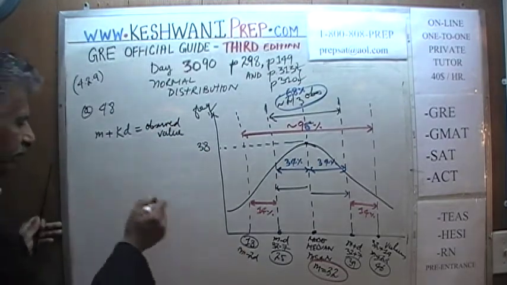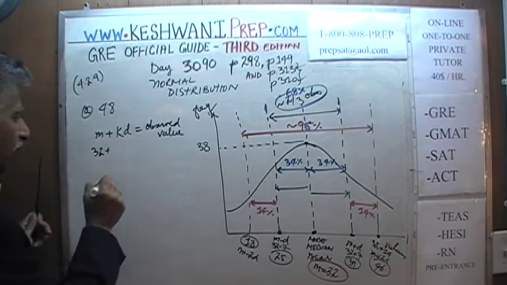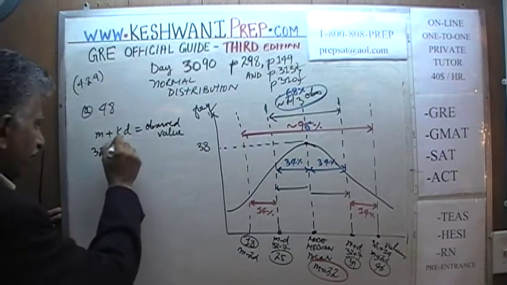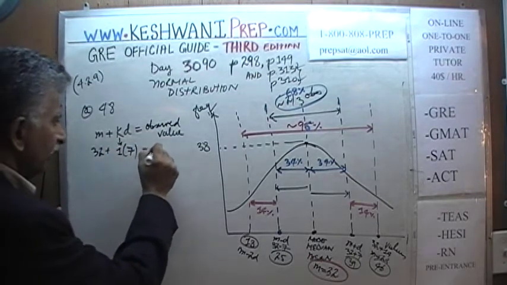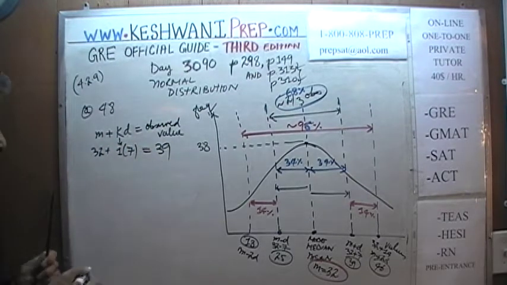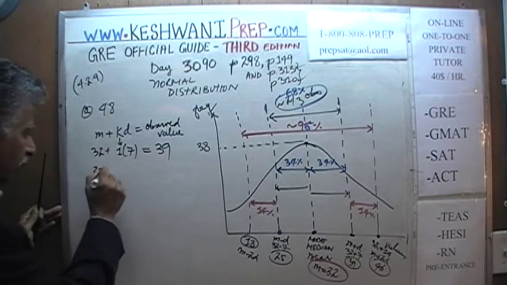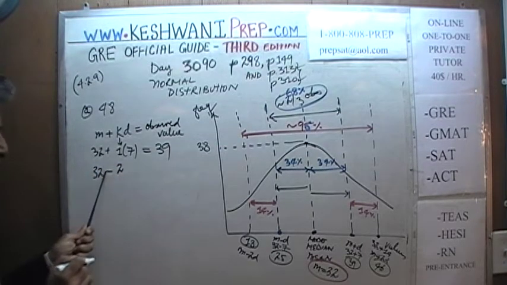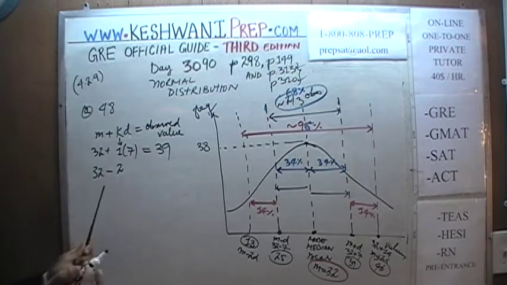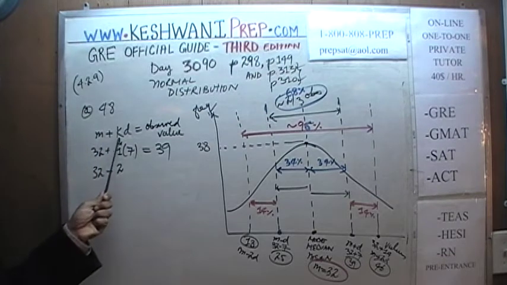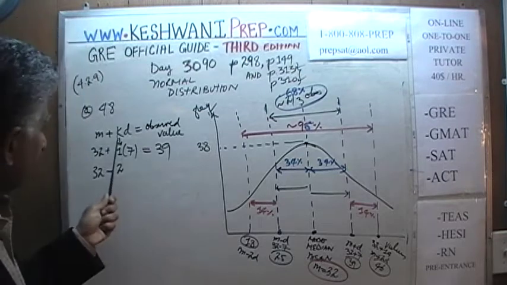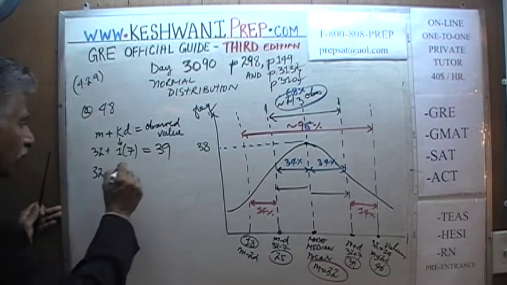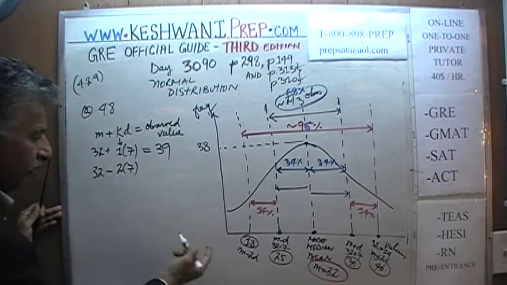For example, here the mean is 32, and if you want to go one standard deviation, k being 1 here, you're going to observe the value of 39. The mean is 32. If you want to go two standard deviations below the mean, k here being how many standard deviations above or below the mean you are, and here k is negative 2, then you'll have 32 minus 14, and you're going to end up at 18.